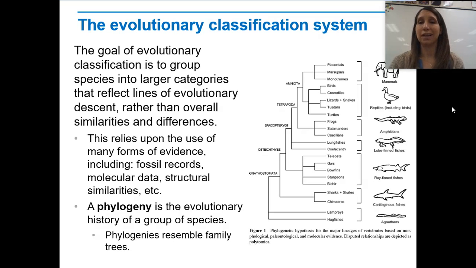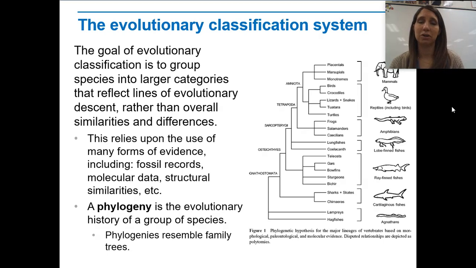In order to classify species in this manner, we have to use lots of different types of evidence. DNA evidence can certainly be used, so that's molecular data. Fossil records and structural similarities, like I mentioned, homologous and vestigial structures, can be used for this. But remember, we don't use analogous structures to infer any type of evolutionary relationships. It's strictly going to be those homologous structures and vestigial structures.